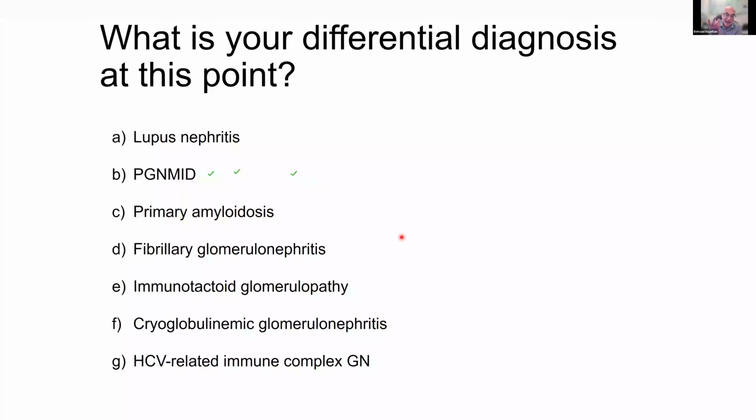PGNMID, okay, because we have IgG lambda, or primary amyloidosis. So we have IgG and we have lambda, so maybe it's light and heavy chain deposition disease. Fibrillary glomerulonephritis, most of them are polytypic IgG, but yes, in a small fraction of them, we have monotypic as well. And immunotactoid glomerulopathy, that is more commonly associated. So all of those are really good thoughts. Nobody thought about HCV-related immune complex GN or cryo, because for cryo we didn't have MPGN. Okay, all right. I would say that this is a very reasonable thought.